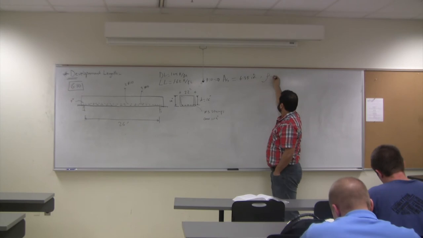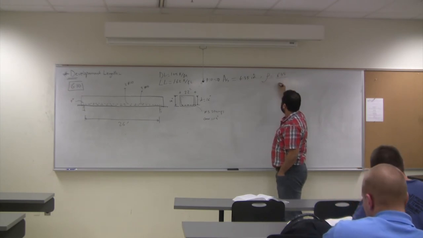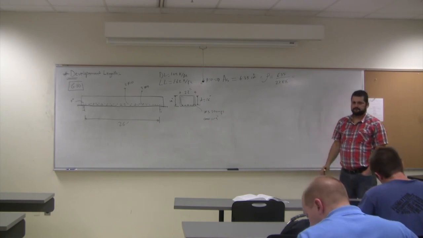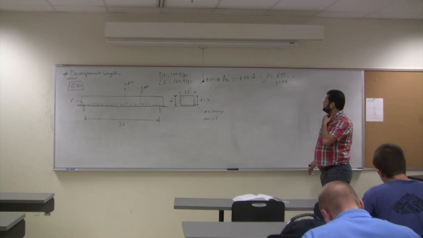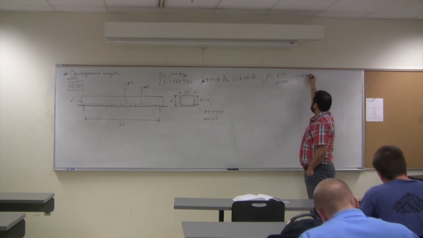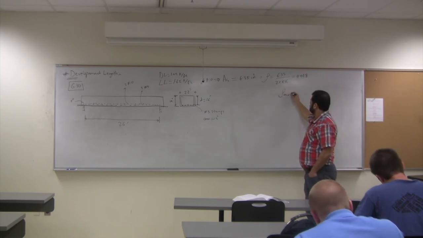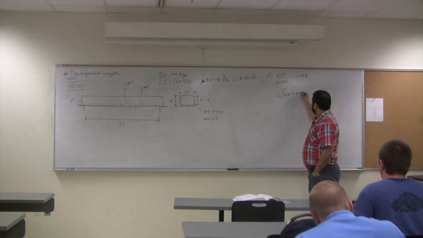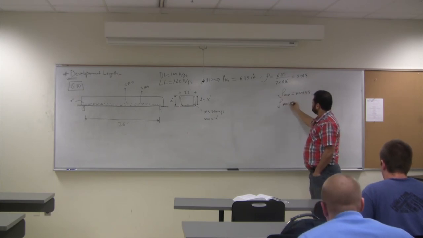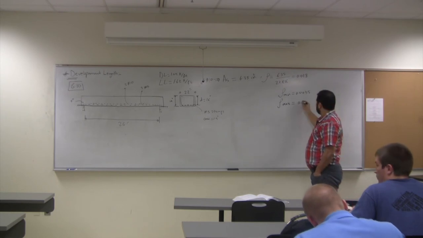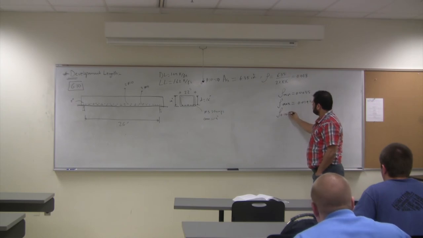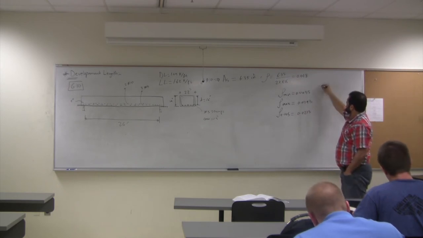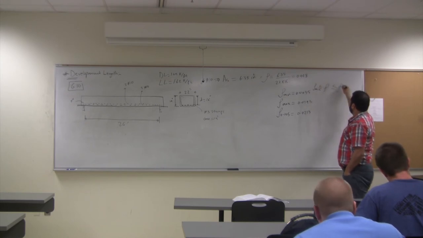What's rho, by the way? 6.35 divided by b d. How much? Everybody get a calculator and do this. 0.018. Okay? What's rho minimum? For 5,000 psi, rho minimum, I think, is 0.0035. And what's rho max? 0.0243. By the way, what's rho at 0.005? 0.0213, right? Our rho is greater than or equal to rho min, less than or equal to rho max.